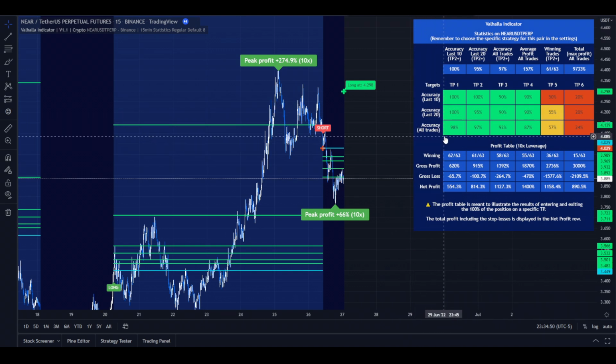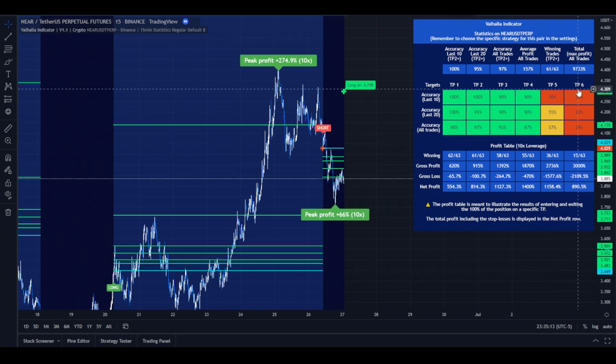Finally, at the bottom will be our profit table, which will give a better overview of the past performance of the strategy. The profit table is meant to illustrate the results of entering and exiting 100% of a position only on a specific take profit level. The total profit, including the stop losses hit, will be displayed in the net profit row.